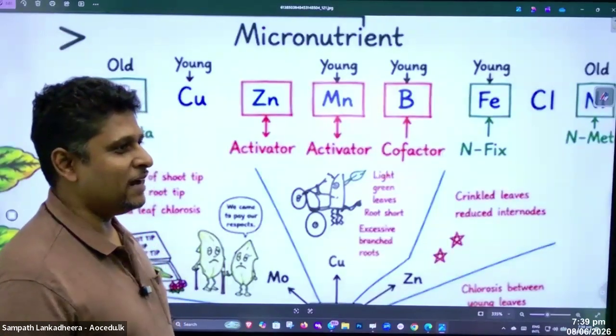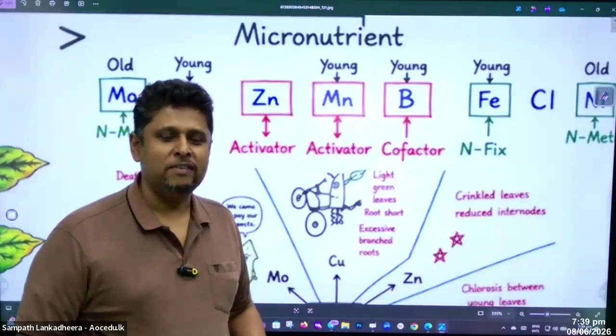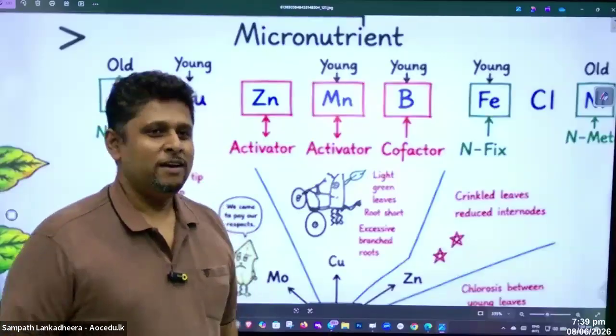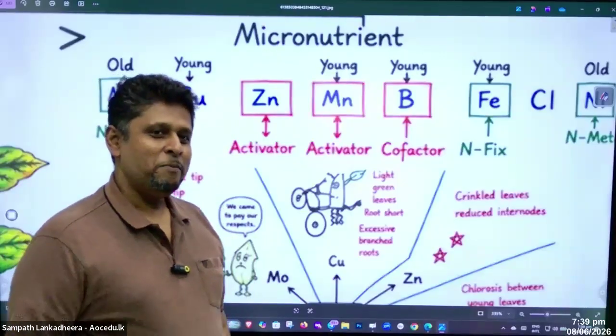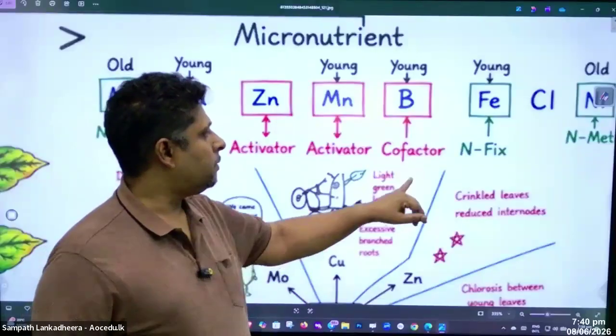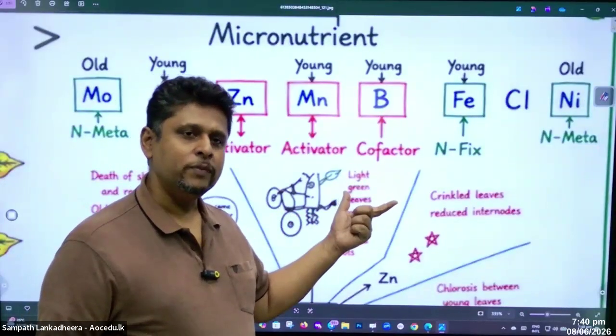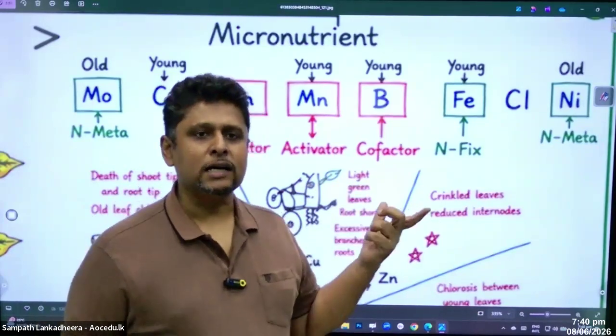Magnesium, zinc, and manganese, they are activators, right? Magnesium and manganese, the activators. And then, people, boron is a cofactor. We learn, people, cofactor.